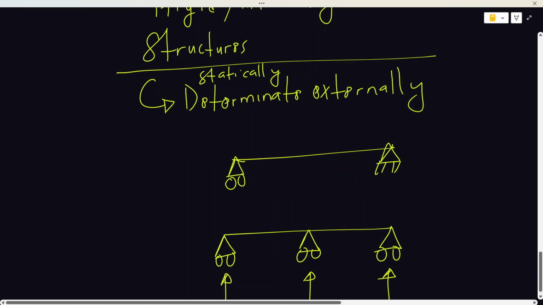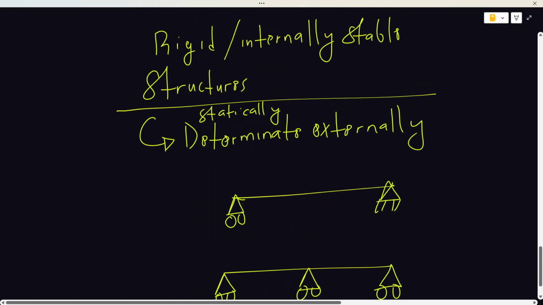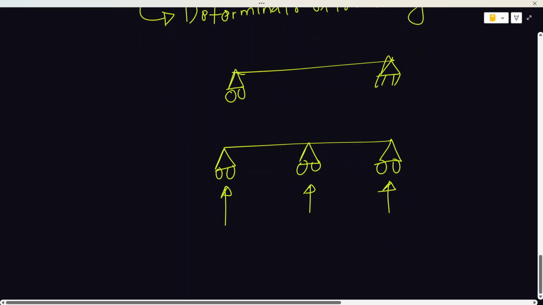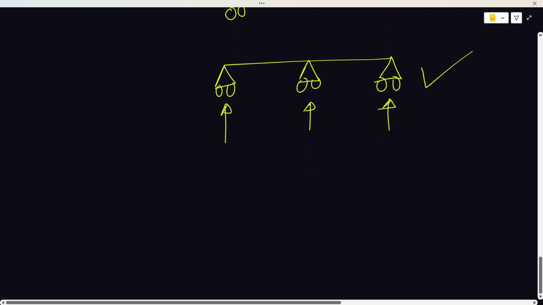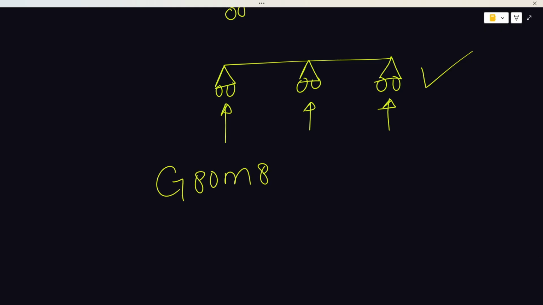So, statically determinate externally for rigid structures. Now, we've identified that this is a statically determinate structure. This also is a statically determinate structure. However, it is a mechanism. It is geometrically unstable, which is something we need to look out for.